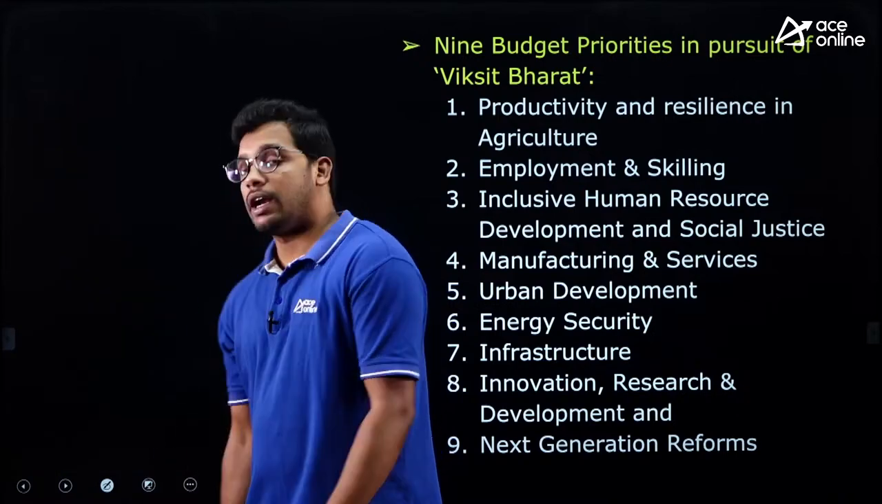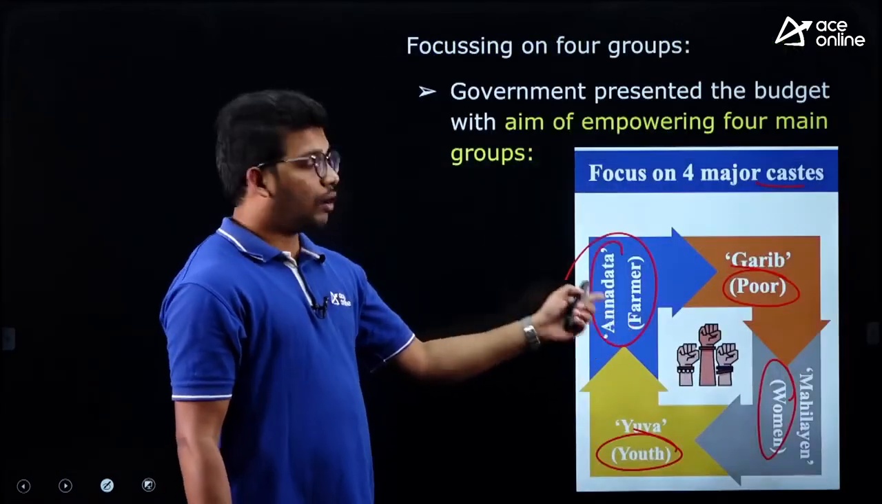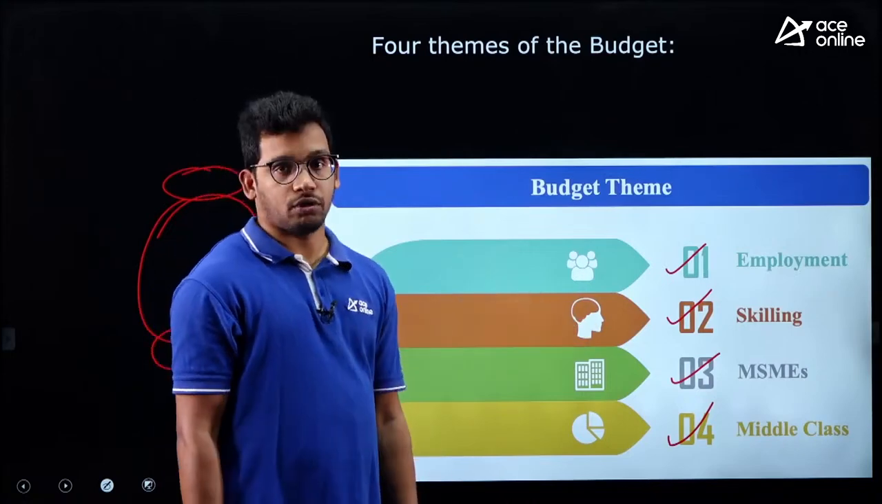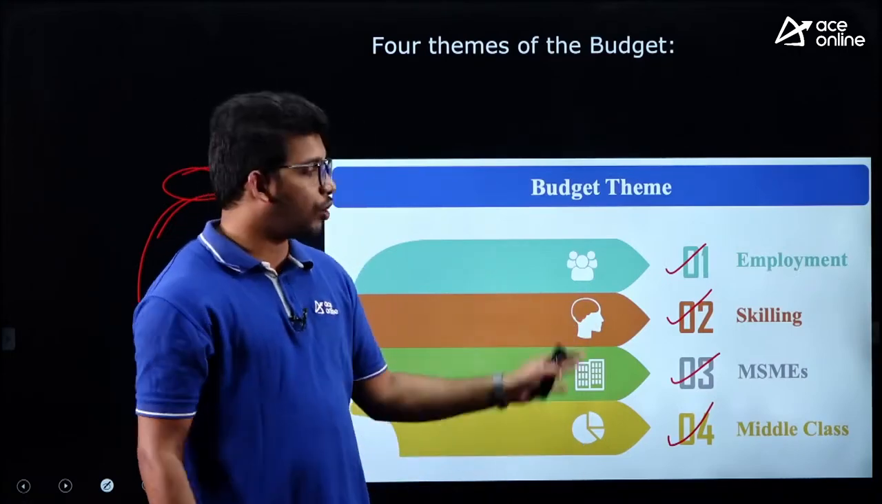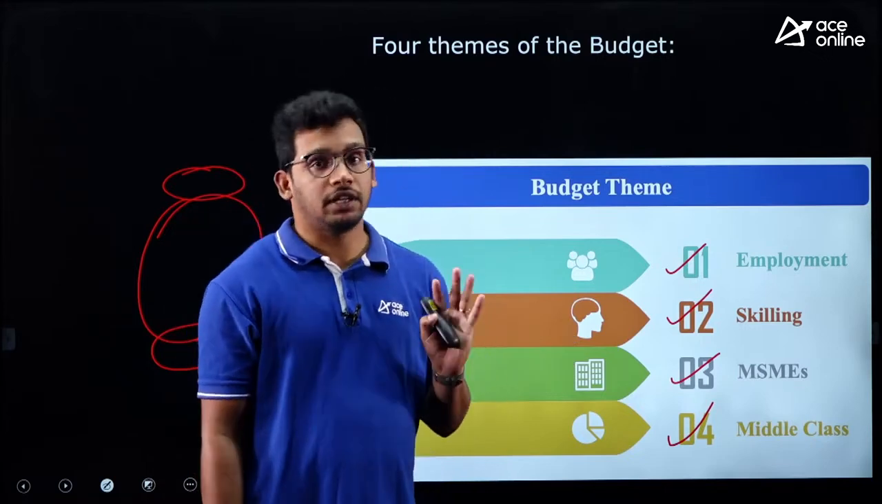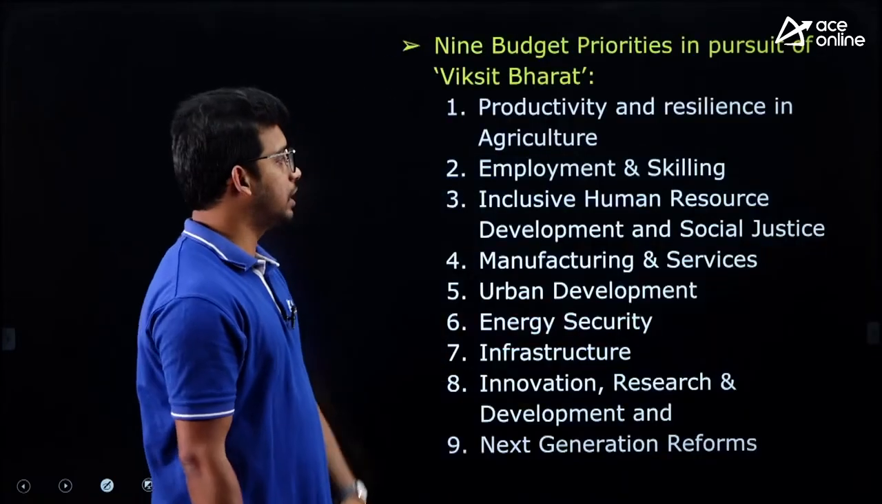the 9 priority areas. You need to remember these 4 focus groups as well as 4 themes also. In exam they may directly ask you which one is not one of the following themes or groups that government has focused on in this year's budget, right. So whatever exams you are going to write, you will have a lot of questions on it.